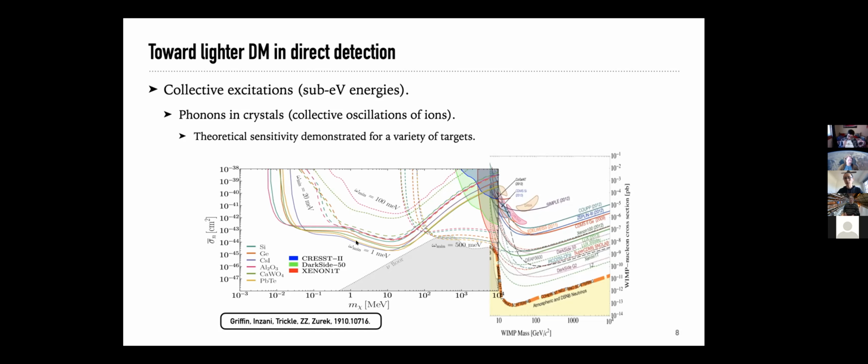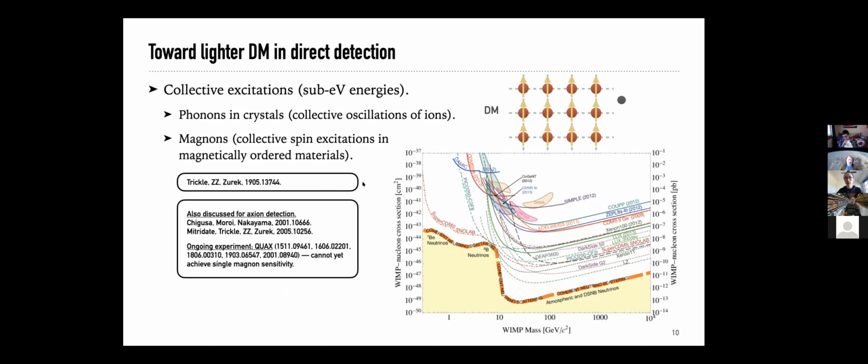And this similar set of ideas has also been considered in the context of axion detection. And although experimentally this is not something that's very close to realization yet in this current context, there is an ongoing experiment called QUACS that is somewhat similar, that looks for axion-induced magnon excitations.